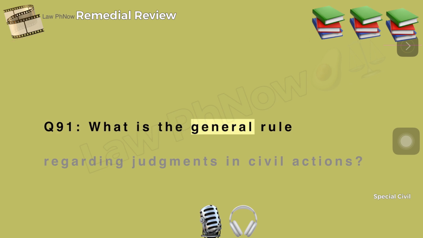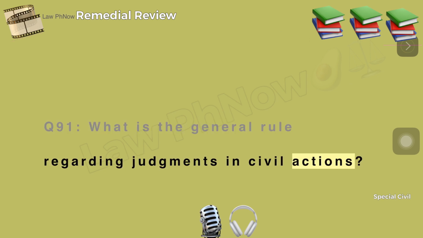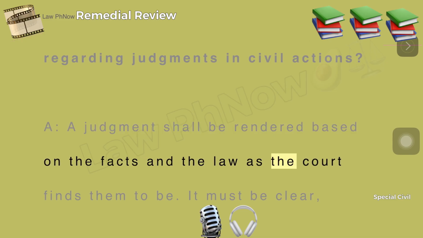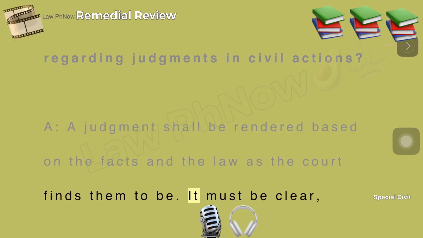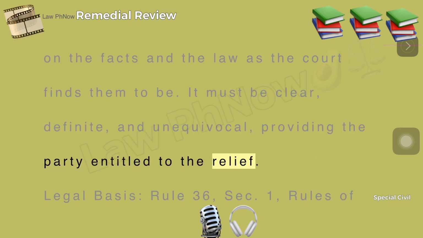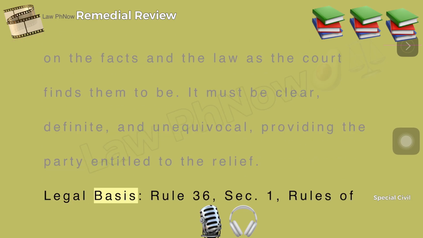Q91. What is the general rule regarding judgments in civil actions? A. A judgment shall be rendered based on the facts and the law as the court finds them to be. It must be clear, definite, and unequivocal, providing the party entitled to the relief. Legal basis, Rule 36, Section 1, Rules of Court.